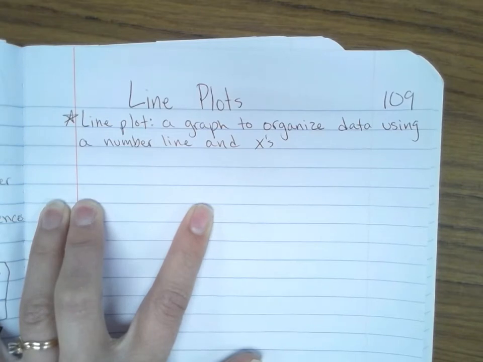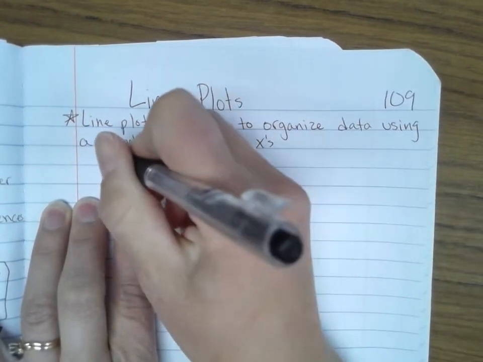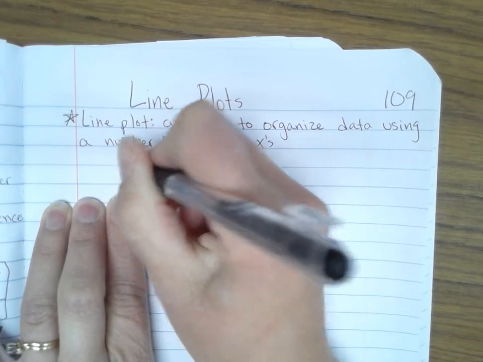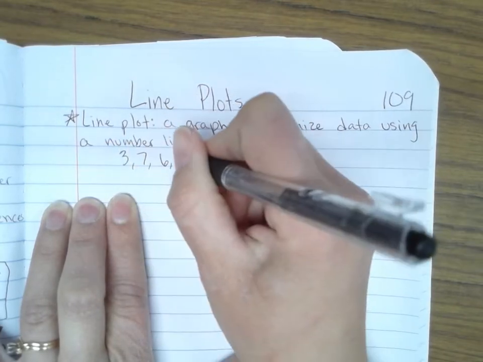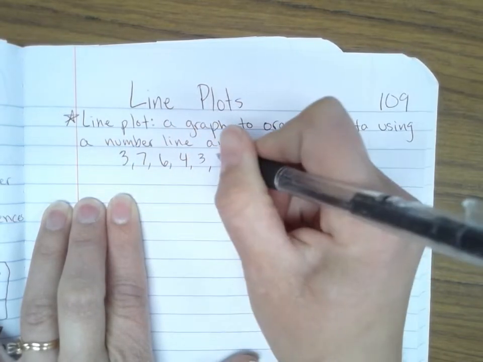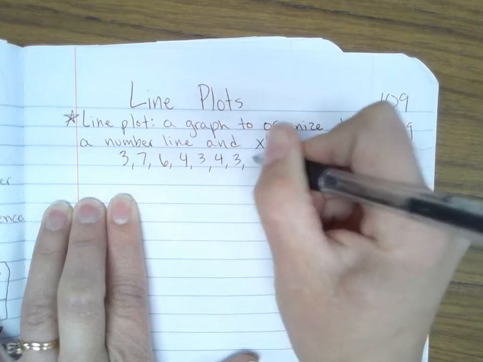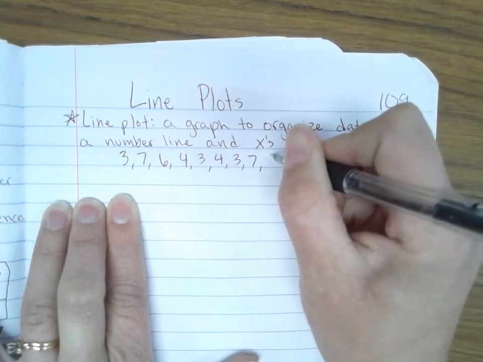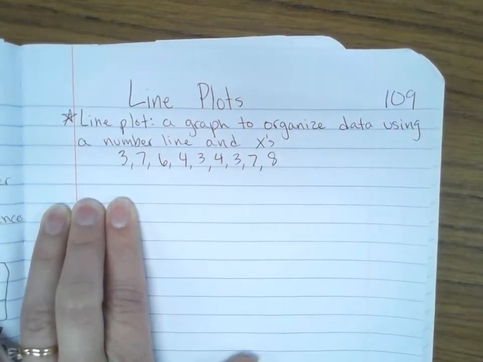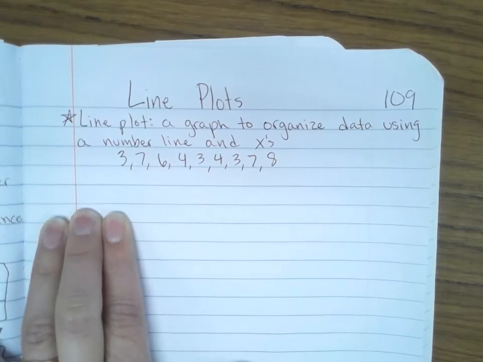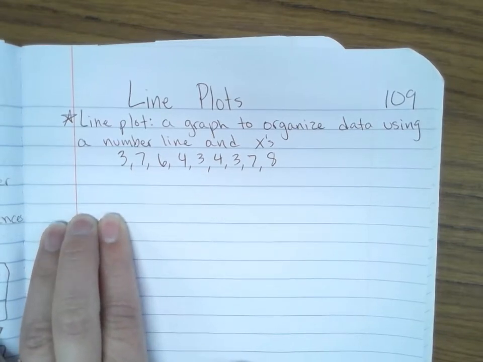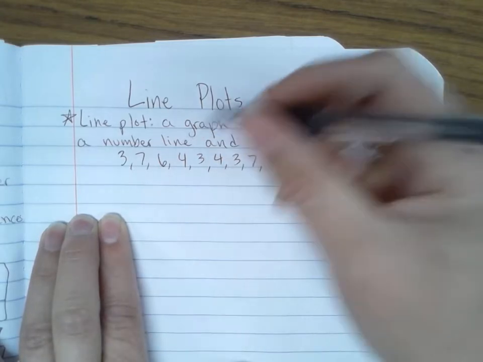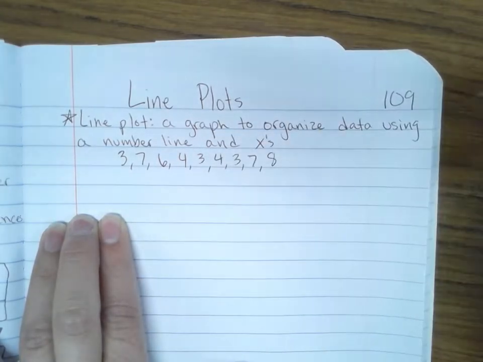Alright, let's make a line plot. So let's say we have the data set 3, 7, 6, 4, 3, 4, 3, 7, 8. Okay, a line plot, we need to go from least to greatest. We make a number line, but all we have to have on there is the smallest number and the largest number. So my smallest number is 3 and my largest number is 8.